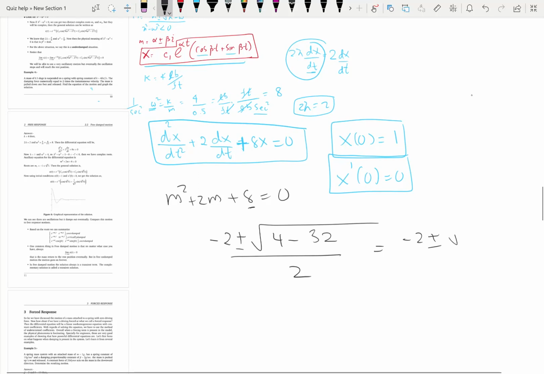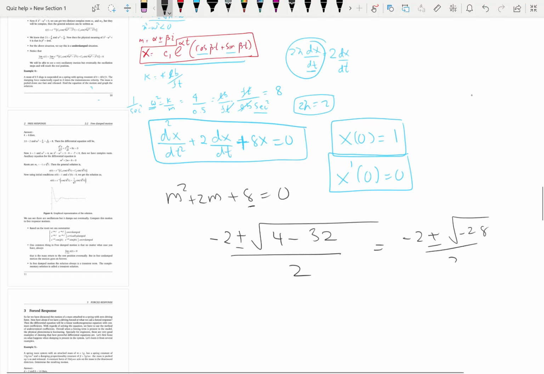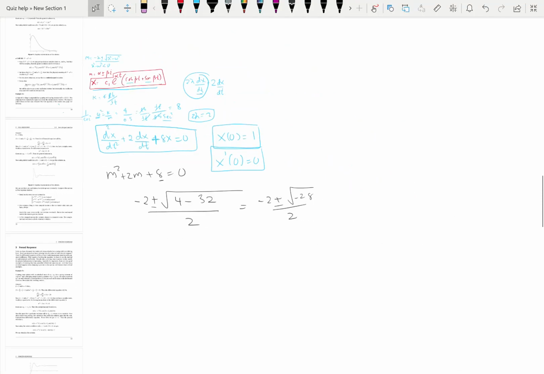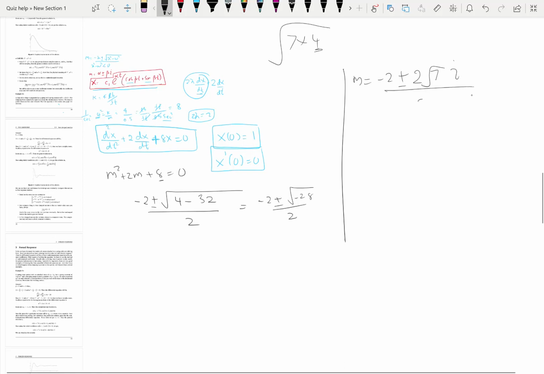So the square root of negative 28 over 2. The roots are negative 2 plus or minus the square root of 28, and 28 is 7 times 4. We can take the square root of 4, so it's 2 square root of 7 i, since the square root of negative 1 is i. Dividing each term by 2, we get negative 1 plus or minus square root of 7 i. The 2 cancels out. So alpha is negative 1, beta is square root of 7.